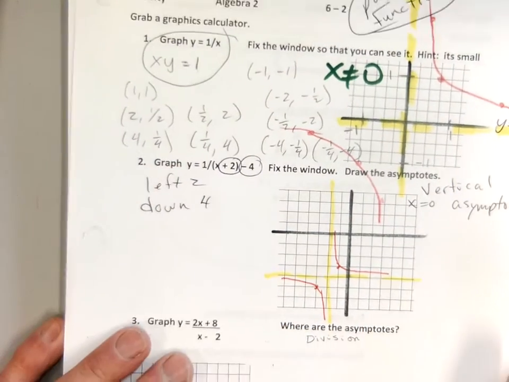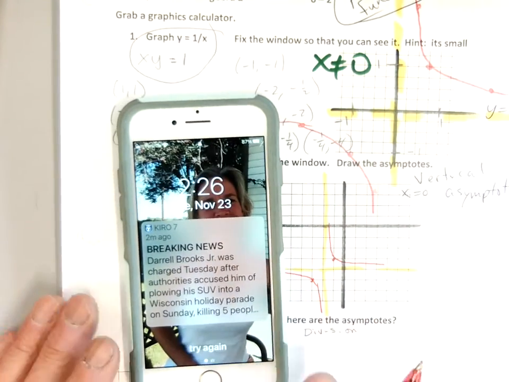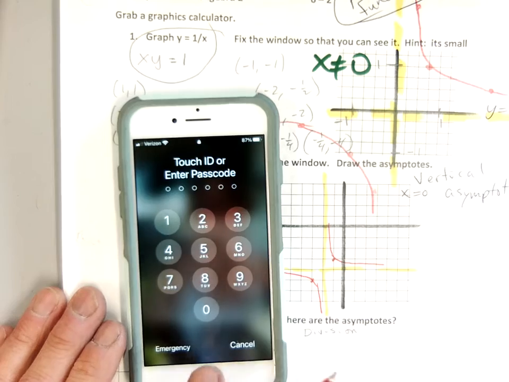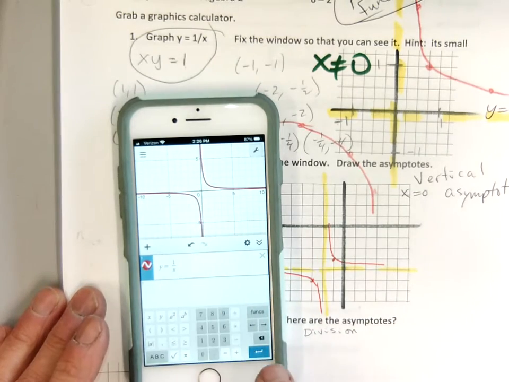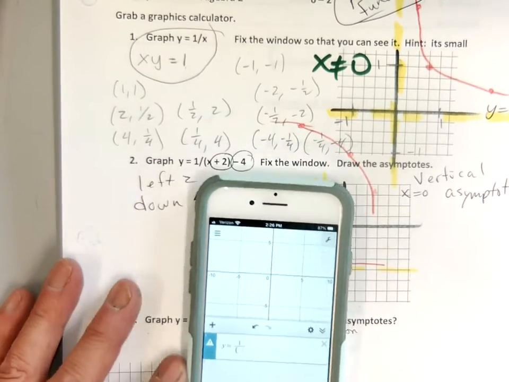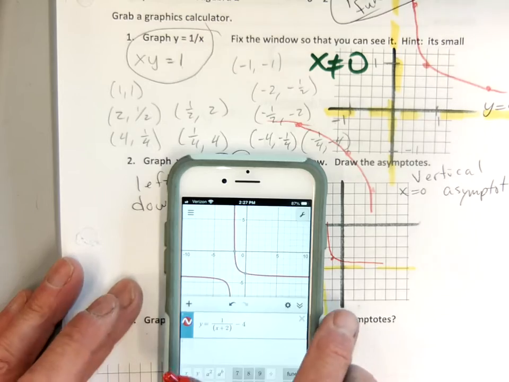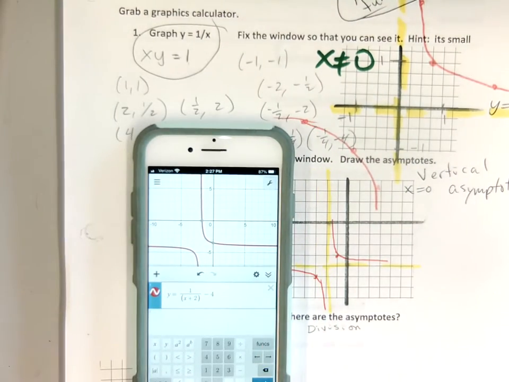We could look at this on Desmos, but it's faster just to use my brain and your brain, because you're not going to be able to use Desmos on a test, right? So if I use Desmos, I'd go parentheses, x plus 2, go back, parentheses, over, and then minus 4, and there it is. Same picture I have, correct?